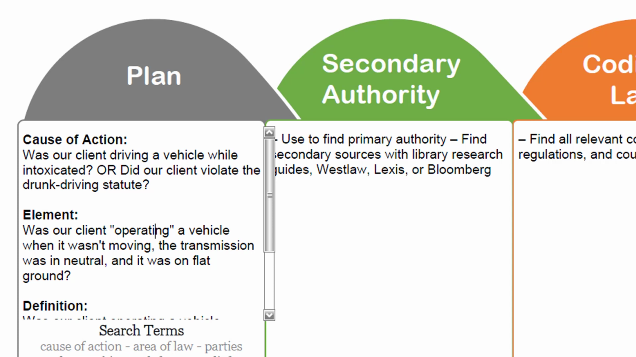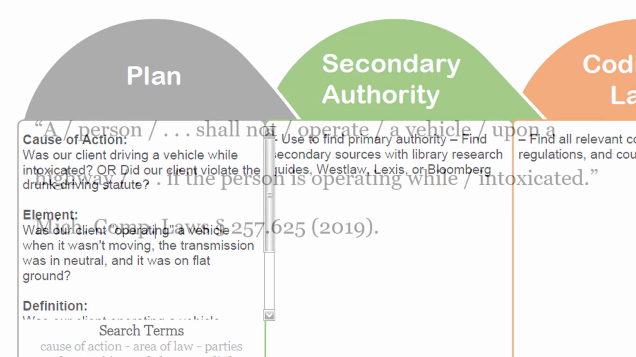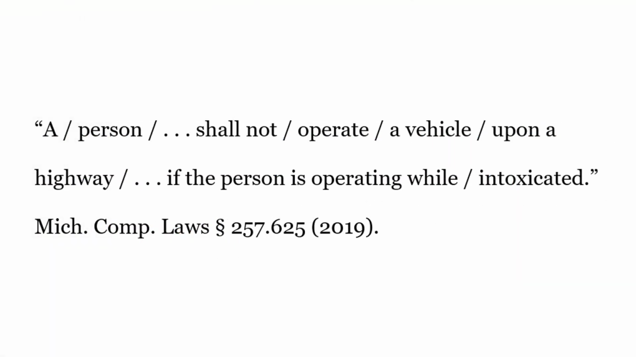At the very broadest level, at the cause of action level, the question really is whether our client was driving a vehicle while intoxicated. Or you could say it another way and ask whether he was violating the drunk driving statute. But then we do some research and we find the statute, and then we break that statute down into elements. And as we do that here, we see that we have person, operate, vehicle, highway, and intoxicated.